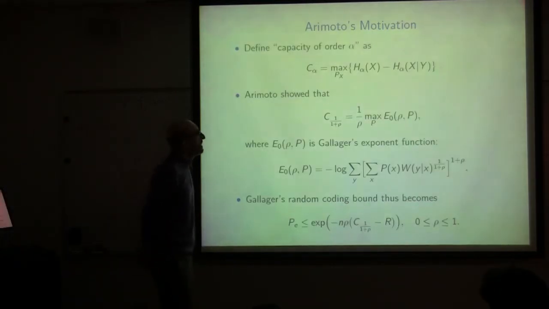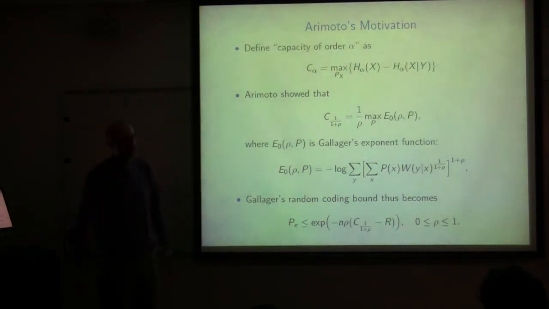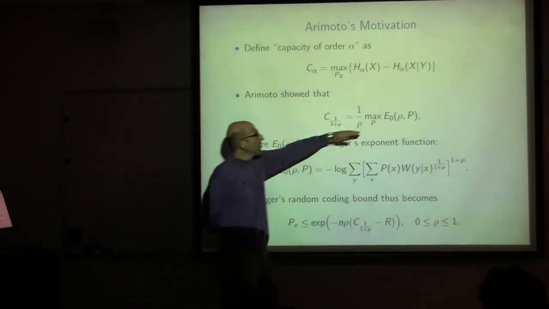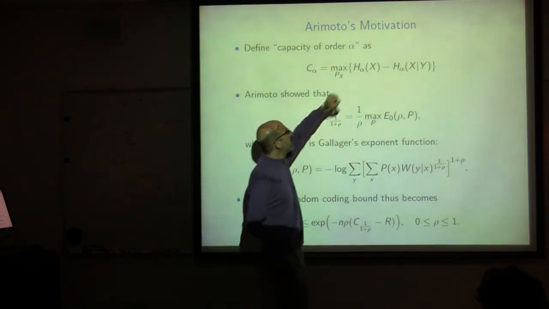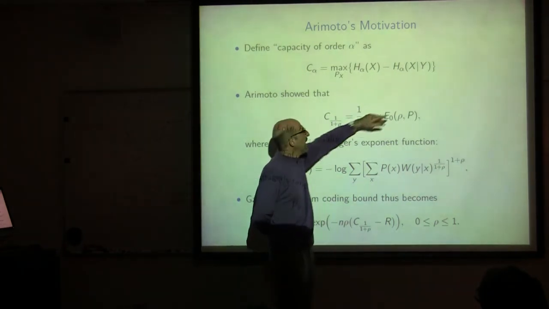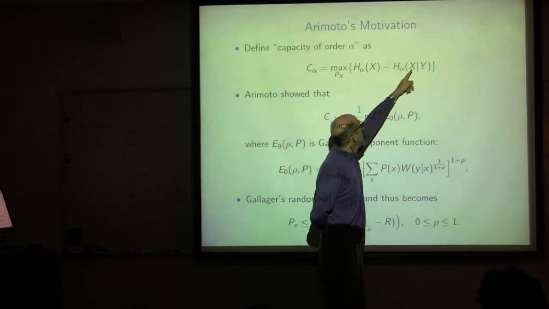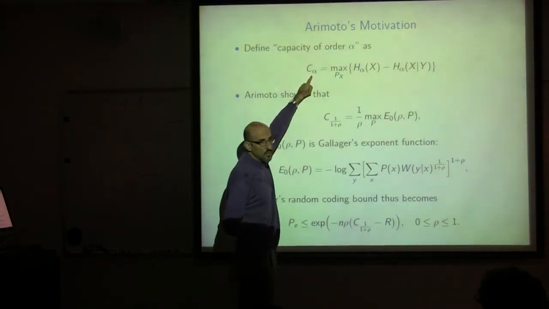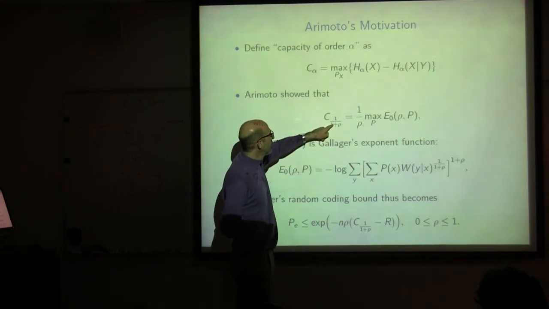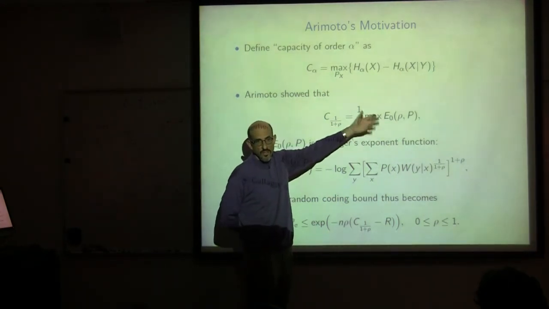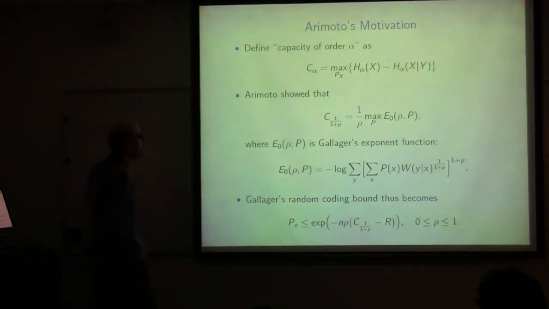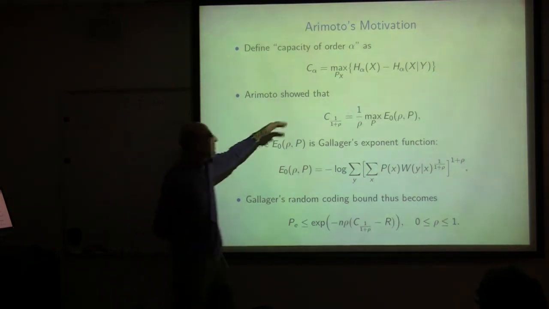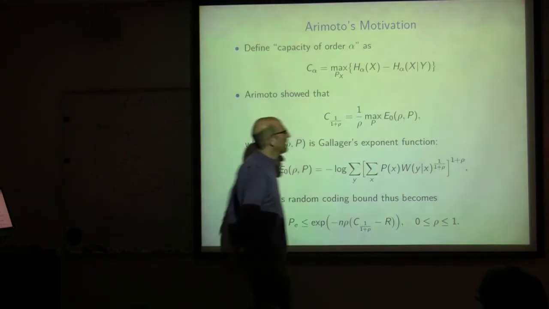He wanted to define the capacity of order alpha for a channel. And he wanted this capacity of order alpha to be proportional to Gallager's E0 function. And he wanted it to have the form of Renyi entropy minus conditional Renyi entropy. He tried to work out what this should be so that if I define C_alpha in this way, I will end up with C of 1 over 1 plus rho being proportional to Gallager's E0 function. So it has to do not with source coding, but with channels. And he showed that with this definition, it would work out. And this is why he suggested this as a conditional entropy.